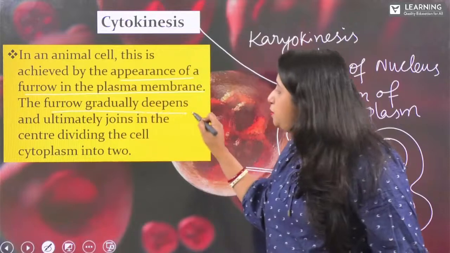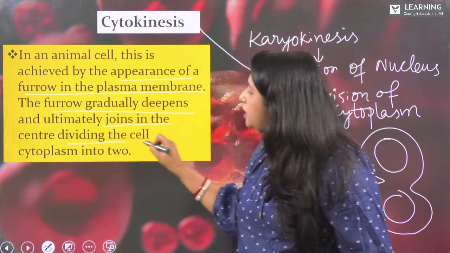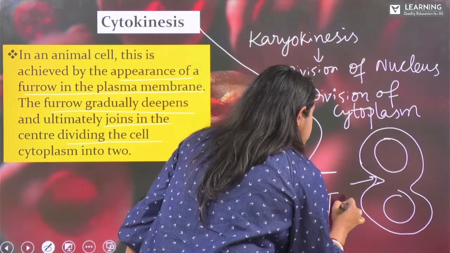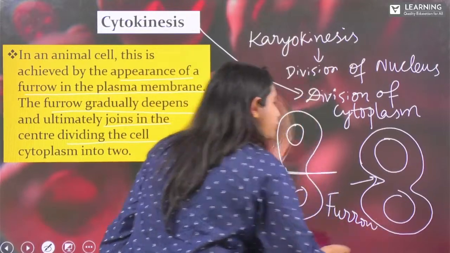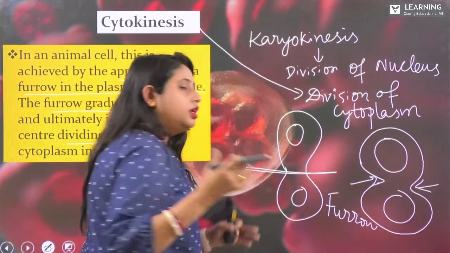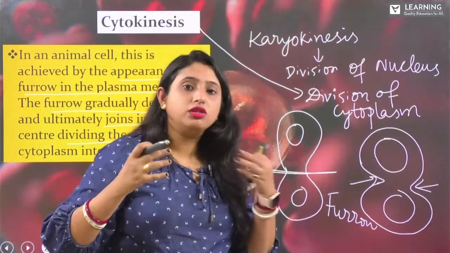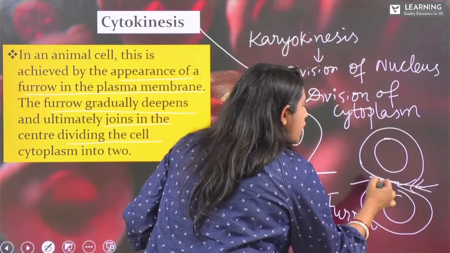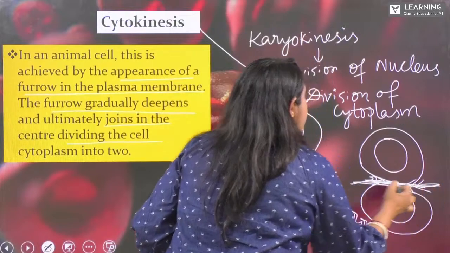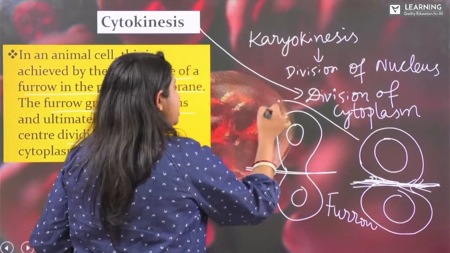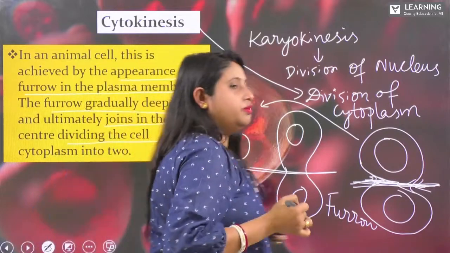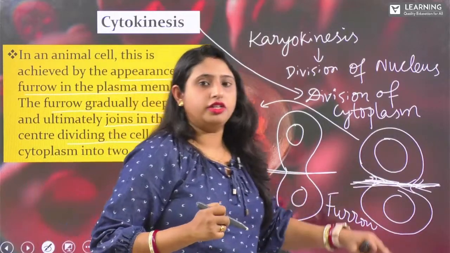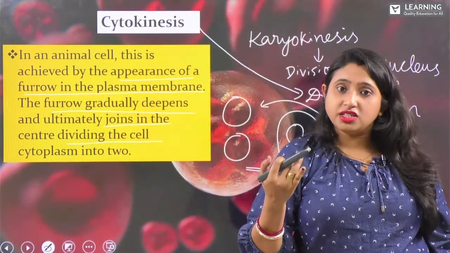The furrow gradually deepens and ultimately joins at the center, dividing the cell cytoplasm into two. So here a furrow-like structure will be formed, and from the other side also the cell will try to bring it closer, okay? Slowly the cytoplasm will be divided. So the cytoplasm divides and the cell splits. Two cells will be formed now by the process of division of cytoplasm. So this is how cytokinesis takes place in animals.